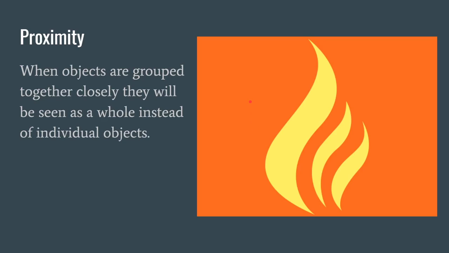Proximity is when you put things close together, we'll see them as a whole instead of individual objects. So proximity just means put things close together if you want them to become one.